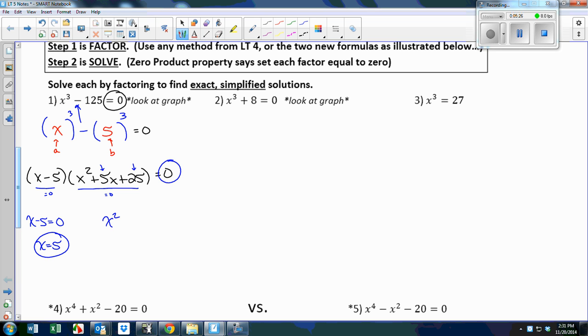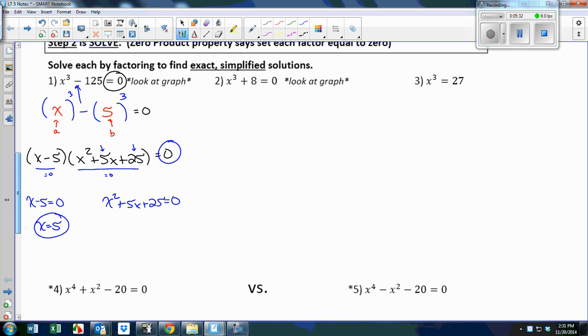So how do we solve x squared plus 5x plus 25 equals 0? We got two choices. Since it doesn't factor, you can't solve it in the calculator. You either can solve by completing the square or you can use the quadratic formula. Given the two choices, I will use the quadratic formula every time.